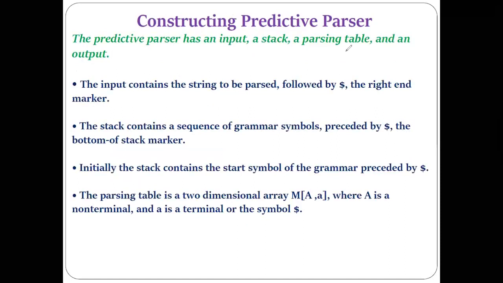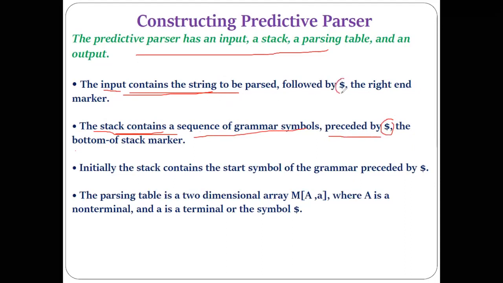Now here you can see the different data structures that we have to utilize in constructing the predictive parser, or utilizing the predictive parser to parse or derive some string. What are these data structures? The first thing is the input buffer. The second thing is the stack. The stack contains a sequence of grammar symbols, and at the bottom of the stack we have the dollar. In the case of the input buffer, we have the dollar at the end of that particular string, which indicates the right end marker of the string.